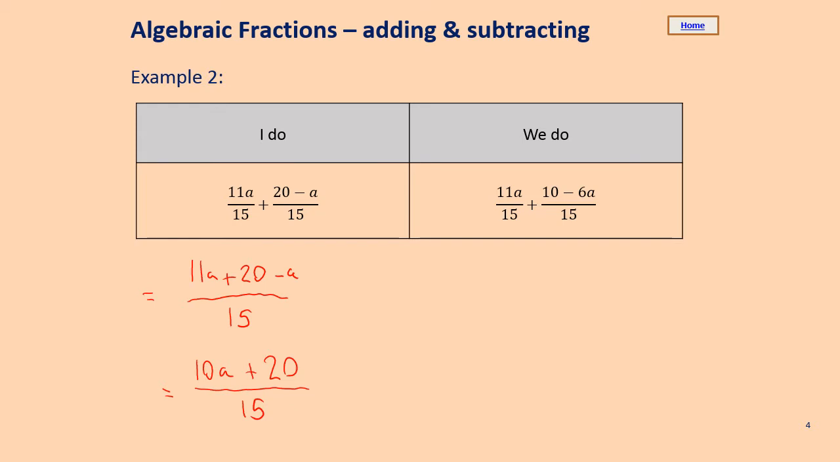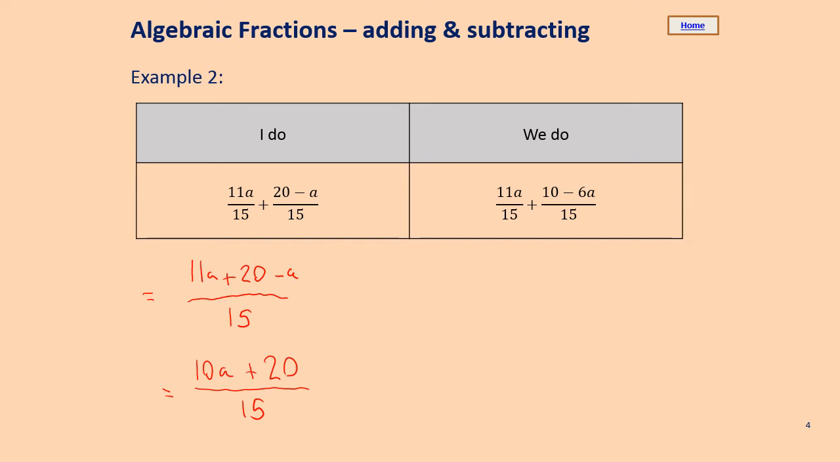So have a think for a moment. What does this answer need doing to it? Any ideas? And you would be correct if you said we should factorize this. Okay, so 10a, 20 and 15 all share a common factor, which is going to be 5.